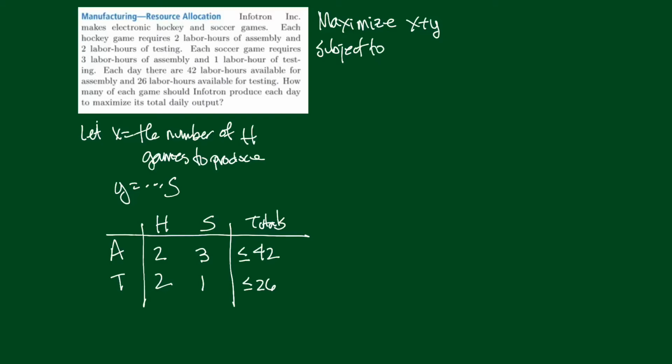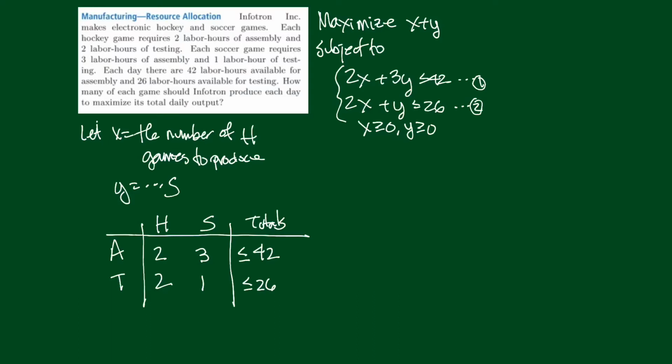all right, now subject to all this right here. So just write that as a system. So we're going to have 2x plus 3y less than or equal to 42 and 2x plus y less than or equal to 26. And of course our non-negativity constraints. x and y both have to be 0 or positive numbers. So we're going to solve this by graphing because we're in that section. So let's see. This will be number 1. This will be number 2. So let's graph those inequalities.